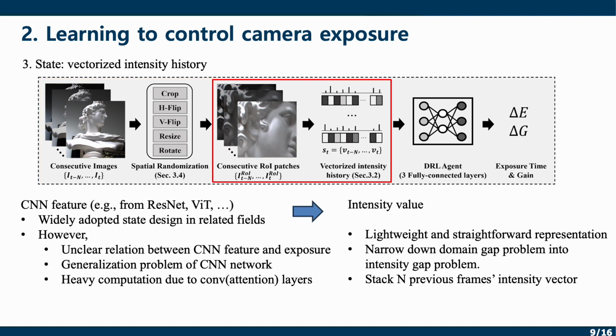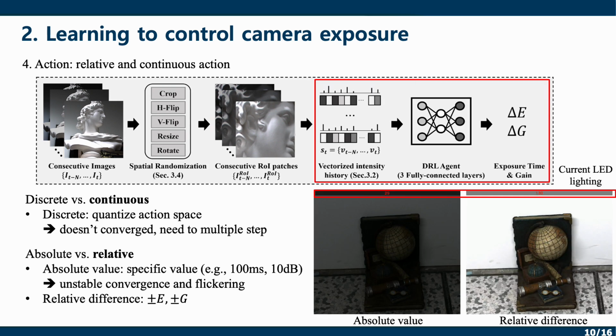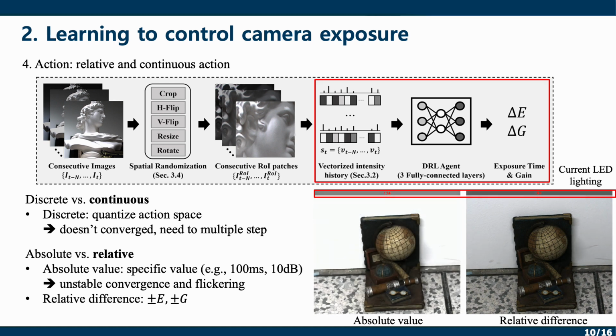Our model uses vectorized intensity history for state representation, which is lightweight and reduces computational complexity compared to traditional CNN features. For action, we adopt a relative and continuous action space, which allows for more stable convergence and minimizes flickering issues compared to discrete action spaces.